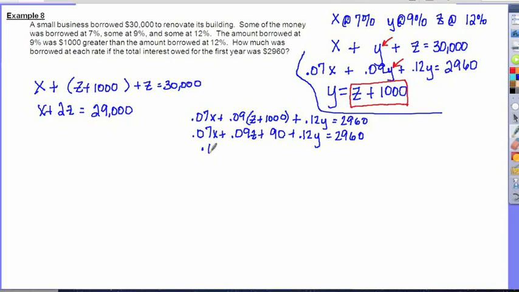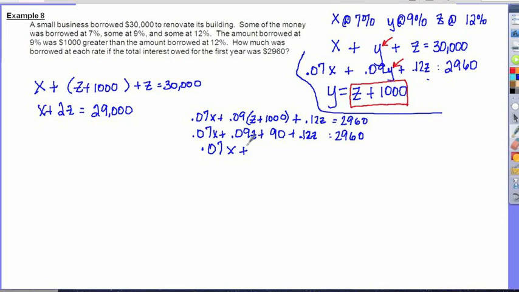No x's to combine, so 0.07x plus, oh wait, that's a z. That's supposed to be a z way up here. If y'all were in class, y'all would have hollered at me about that. Hopefully y'all caught that way back when. That's one thing about doing videos: y'all can't say, wait, that's wrong. Okay, so that's supposed to be a z, because this is at 12%, so 0.12z.